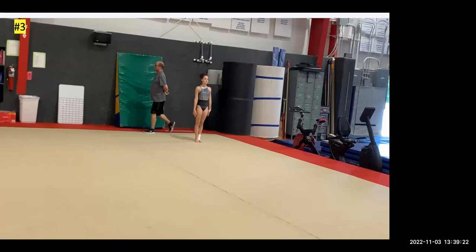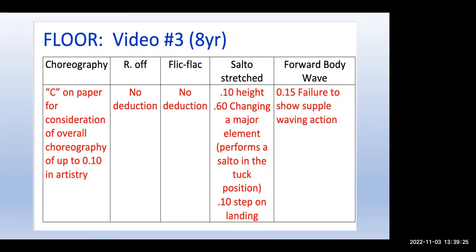All right, choreography. So after that switch leap, I'm sorry, the tour jeté, you're supposed to see the second little optional transition of choreography, 3 to 4 movements, and there wasn't any. So you would put a C on your paper for the choreography. Then we have the roundup back handspring layout salto stretched. Nothing for the roundup or the flick flack. We have 1/10 for height on the salto, and then 6/10, as I mentioned before, the position is supposed to be stretched. She's changing the body position to a tuck, so she loses 6/10 for changing the major element, and then 1 step on the landing.